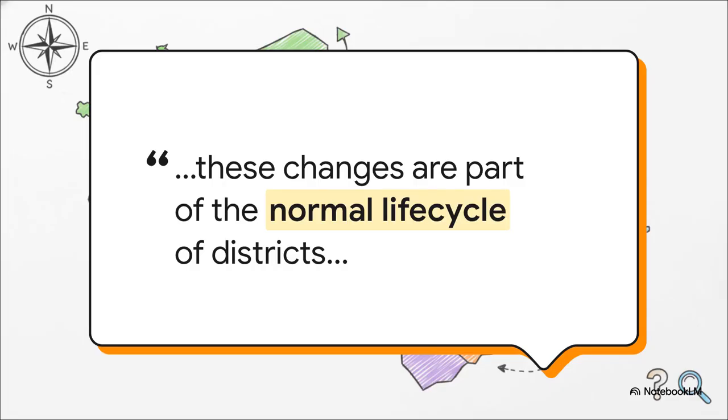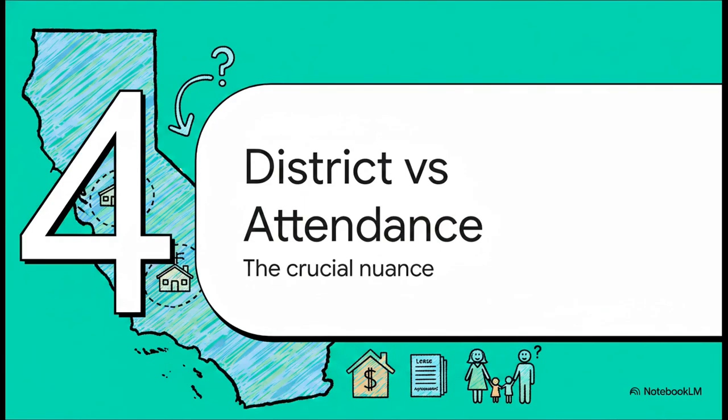And the state openly acknowledges how tough this is. As their organization materials explain, quote, "These changes are part of the normal life cycle of school districts, even if they can be disruptive for families." And let's be real, it is disruptive. Local boards have to juggle funding, transportation, and school capacity, all while balancing strict legal requirements with community stress and parents worrying about school continuity. It's a lot. That perfectly sets up Section 4, district versus attendance boundaries.